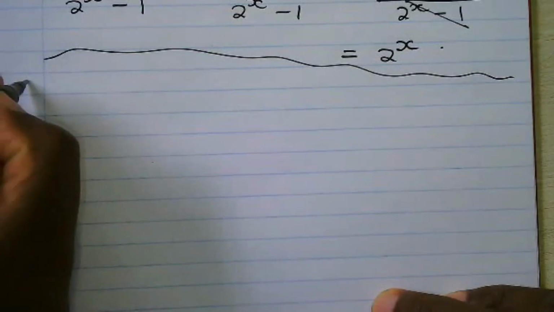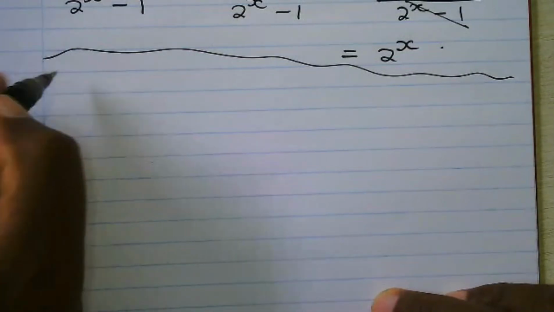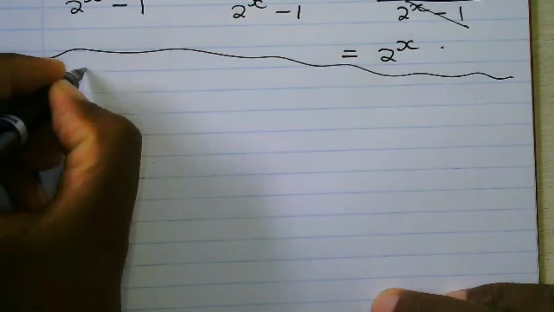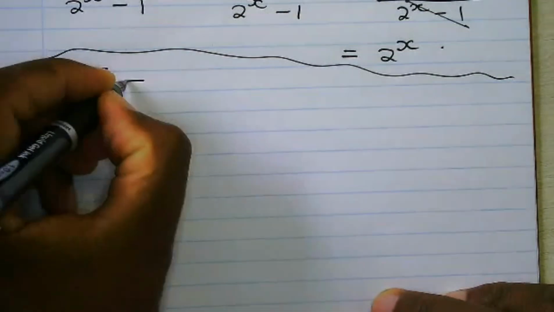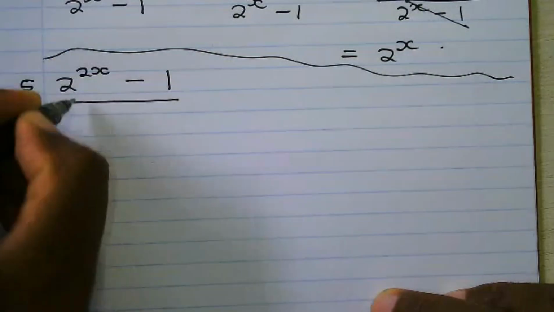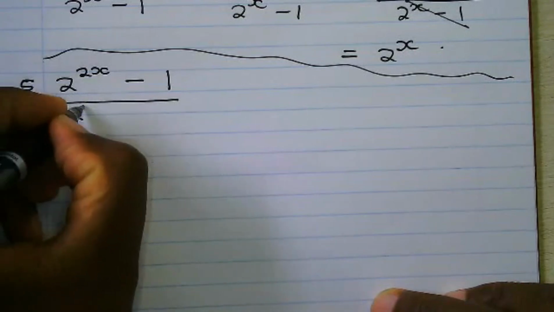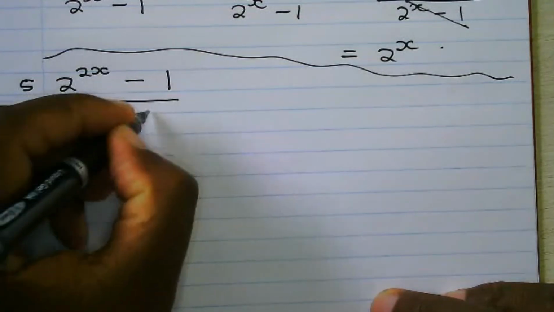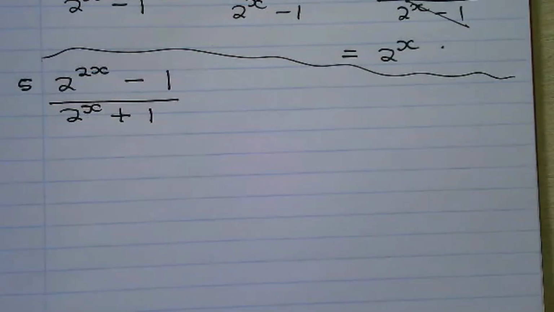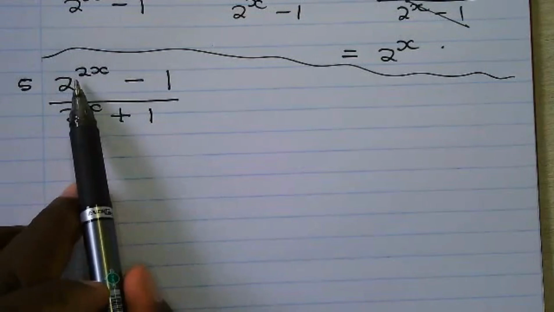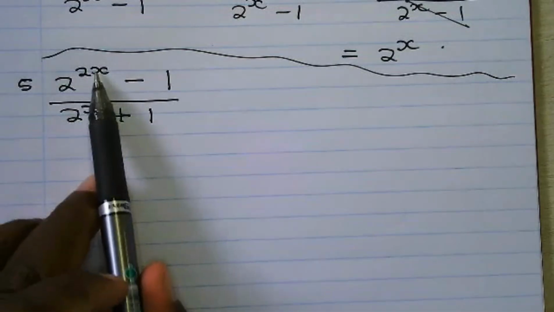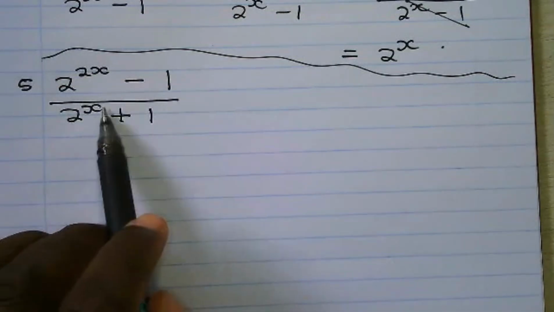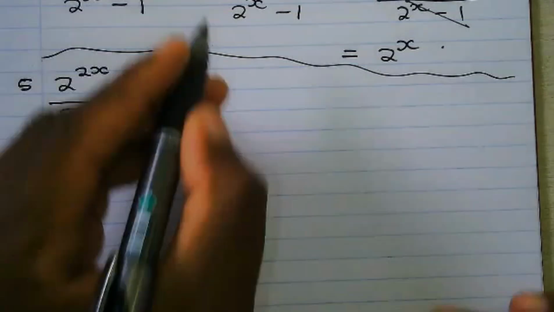And then the last one, it's 2 with a 2x there minus 1 over 2 with an x plus 1. Alright, how do we do that? Here we have 2 raised to 2x minus 1. This is 2 raised to x plus 1.